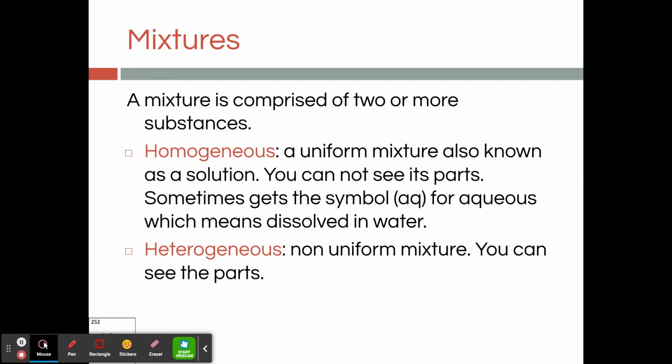Heterogeneous means it is not uniform, and you can generally see the parts of it. So if you have orange juice and it still has the pulp in it, you'll be able to see the pulp that's mixed in. If you have a homogeneous mixture, this generally means that it is see-through to a certain point. So you have Gatorade or apple juice, and there's nothing you can see in it. That would be an example of a homogeneous mixture. Milk, on the other hand, you cannot see through it. You know that there's different parts to it. Milk would be an example of a heterogeneous mixture.